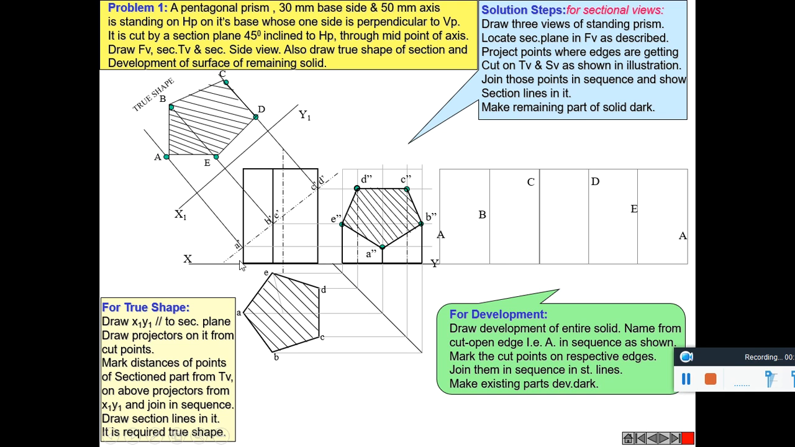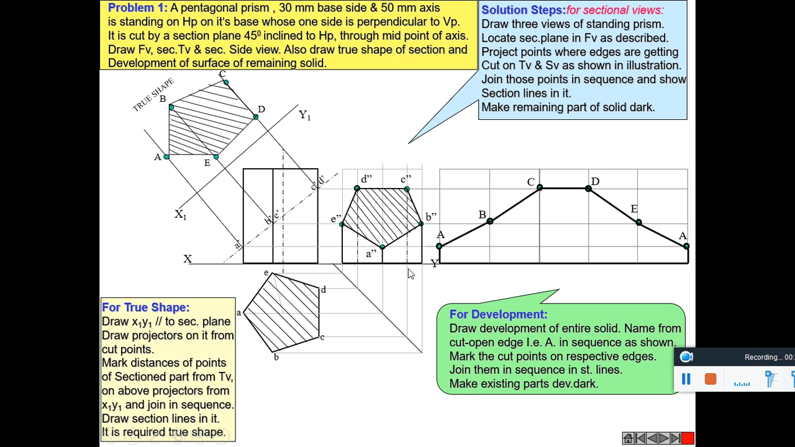On these lines, the point A is marked here, point B is marked here, point C and D are marked here. This is the point A, point B, point C and D. B and E is the same height, A, and here also it is A. Join these points using straight lines. And this is the development of the truncated portion or the bottom portion.